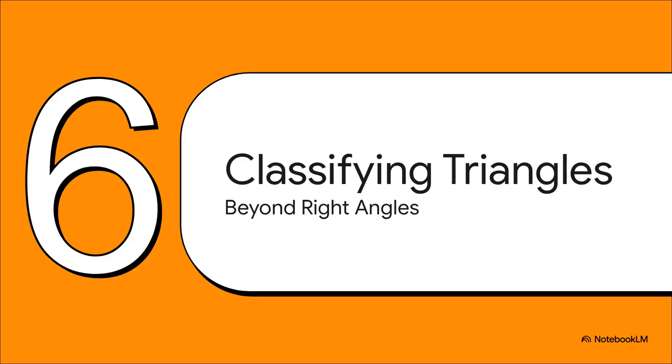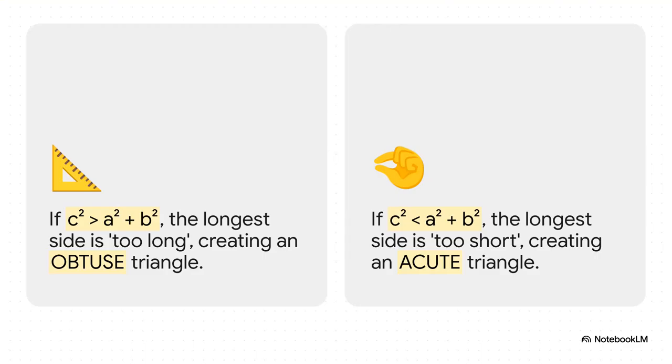You get the idea. Okay, now this is where things get even more interesting. It turns out the theorem isn't just about right triangles. A little twist on the formula can actually tell us what kind of triangle we're looking at, whether it's acute or obtuse. Here's how it works. You always have to let c be the longest side of the triangle. If c squared is bigger than a squared plus b squared, it means that longest side is kind of too long to make a right angle, so it pushes that angle open and makes it obtuse. But if c squared is smaller than a squared plus b squared, it means that side is too short and it pulls the other sides in, making all the angles acute.